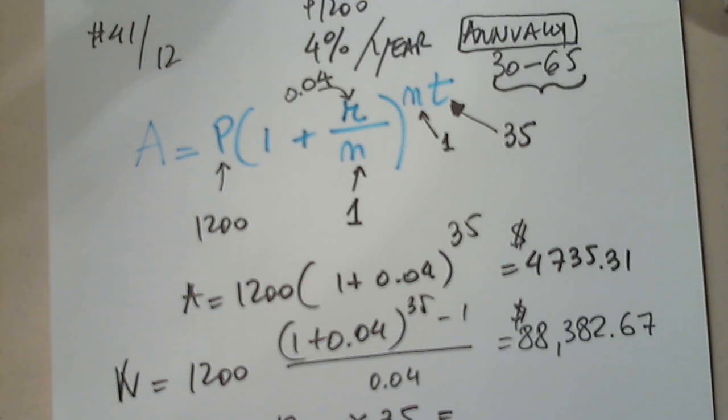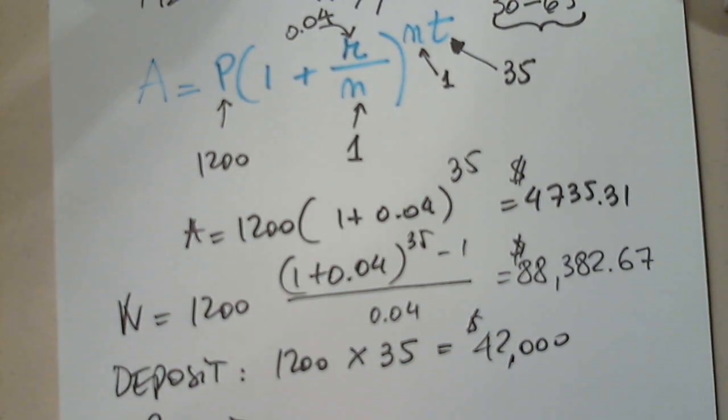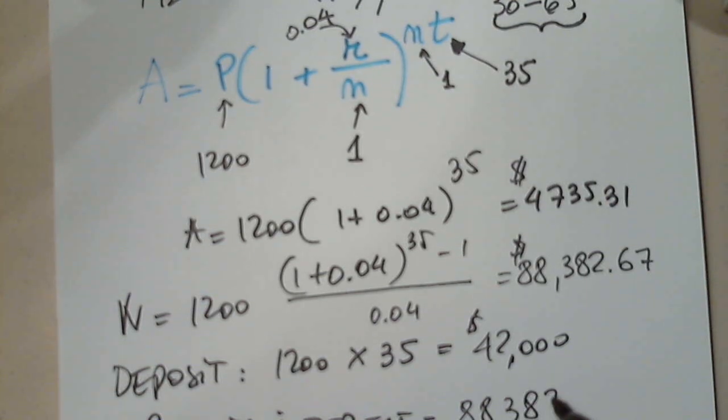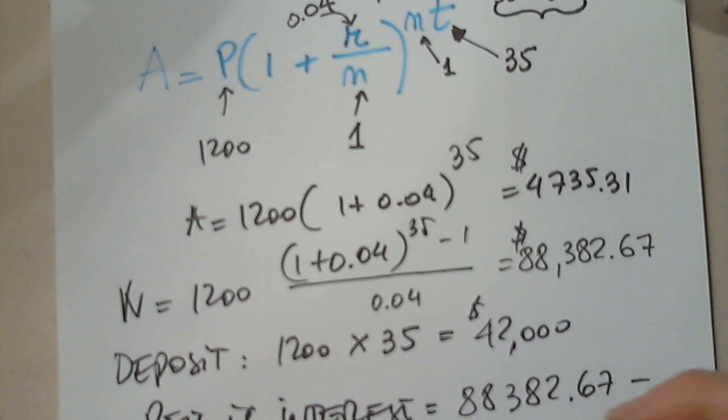So from 88,382.67, this is coming from her money. The rest is the interest. So I'm going to write it like this: 42,000, and the rest is interest. What is the interest? 88,000. Let me stop sharing. 88,382.67 minus 42,000.